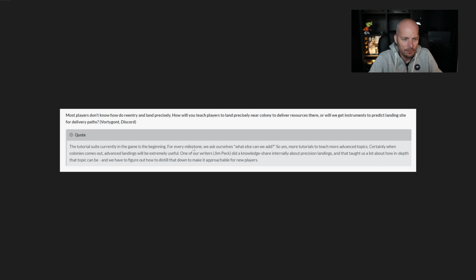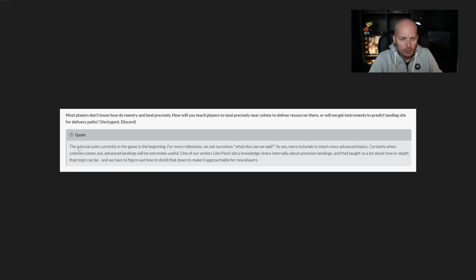Let's move on to the next one. Most players don't know how to do a re-entry and land precisely. How will you teach players to land precisely near colonies to deliver resources there? Or will you get instruments to predict landing sites for a delivery path? So as we progress through some of the questions here, I have picked out a lot to do with colonies and resource gathering, because for me that is really interesting content for the future of the game.